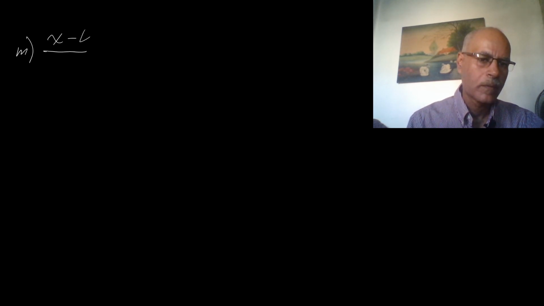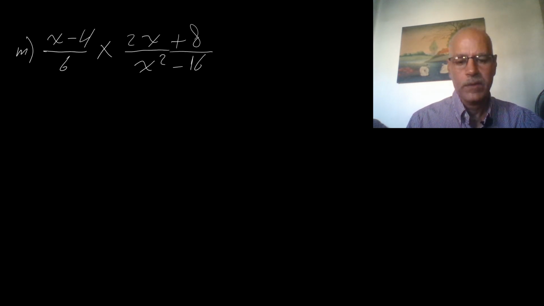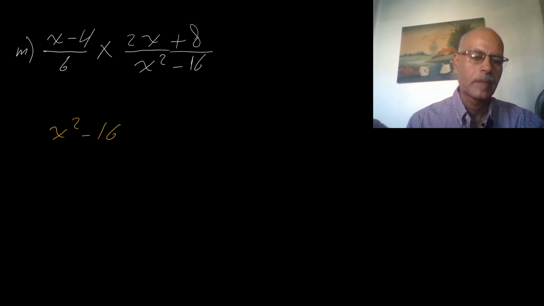Number M. X minus 4 over 6 times 2x plus 8 over x squared minus 16. Let's remember x squared minus 16. When I factorize it, it's the difference between two squares. It will be x and x, 4 and 4, one positive, one negative.